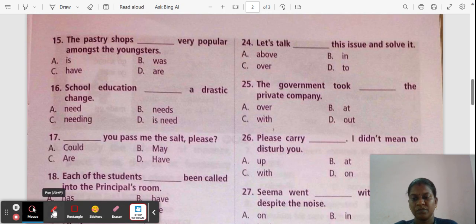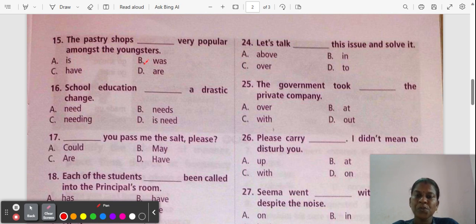Then question number 15. The pastry shops dash very popular amongst the youngsters. The pastry shops is a plural form. So option A is, option B was, option C have, option D are. Option D are is the correct answer. The pastry shops are very popular amongst the youngsters.